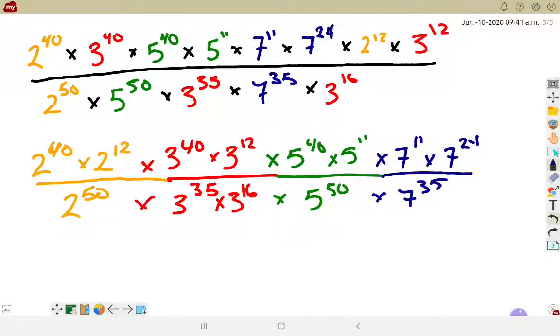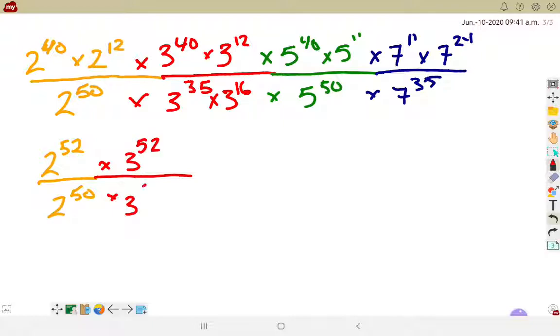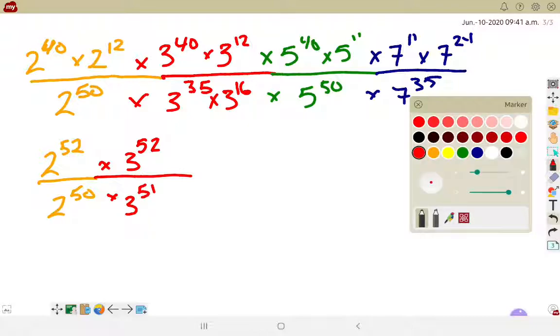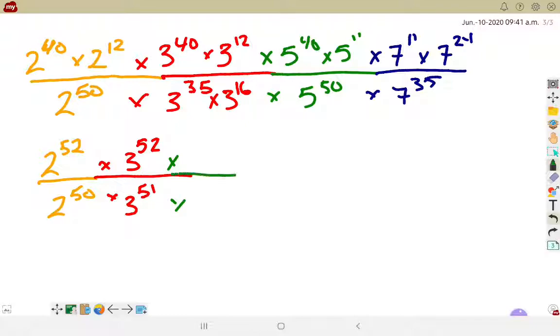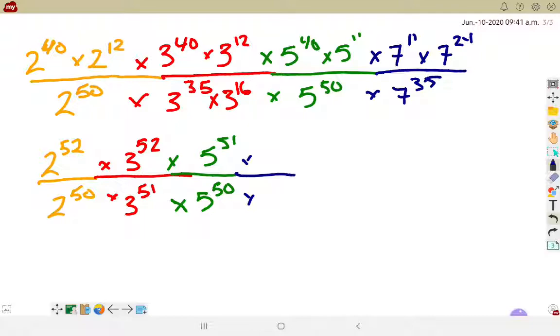All right, now that everything that's the same color is written near one another, it's still one giant fraction. So I'm going to look at this first part here with the 2's. In the numerator, I would add those 2 exponents, so it'd become 2 with an exponent of 52 over 2 with an exponent of 50. Hopefully you can see where I'm going now. Then for my 3's, 3 exponent 52 in the numerator, and in the denominator 3 exponent 51, by adding those separate exponents. For the 5's, we've got 5 exponent 51 over 5 with an exponent of 50, and for the 7's, we have 7 exponent 35 over 7 exponent 35.